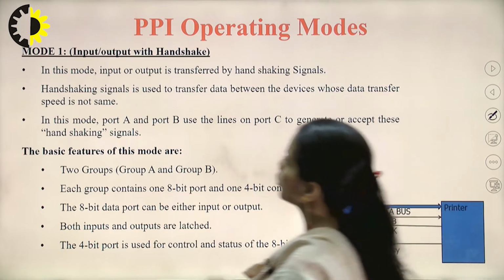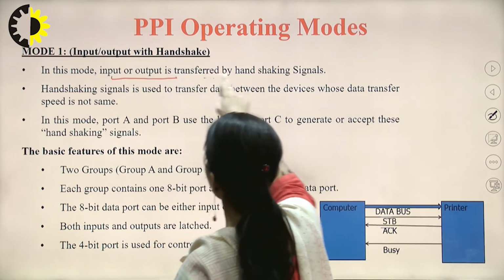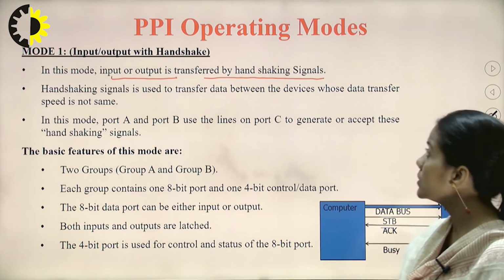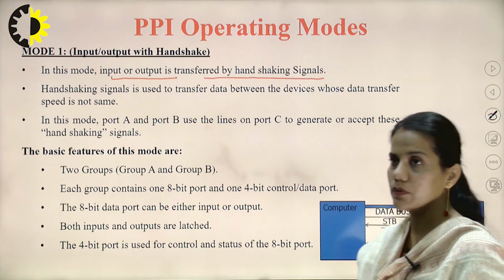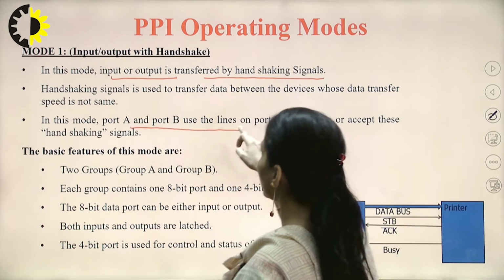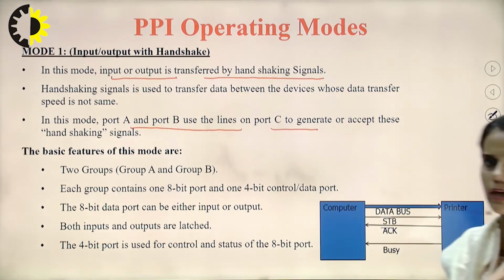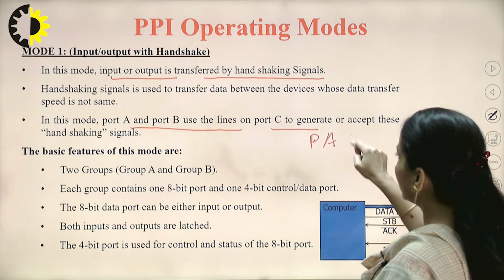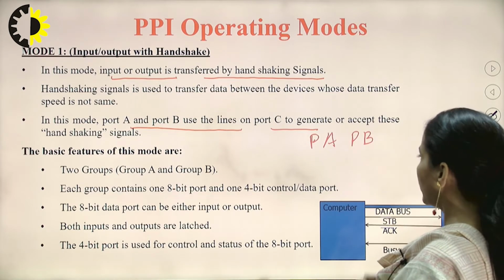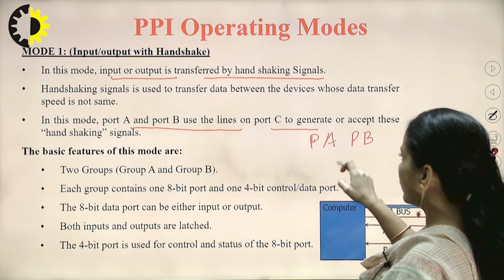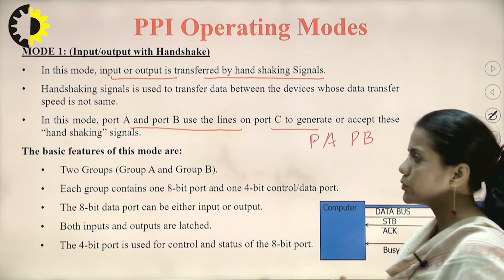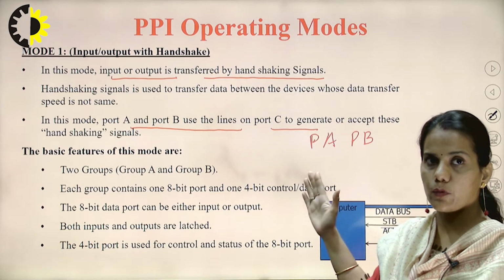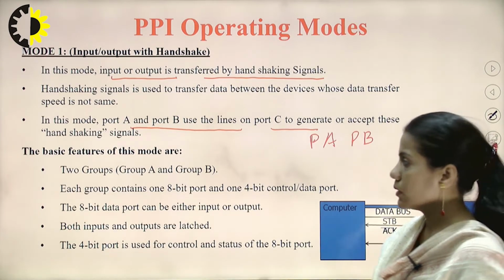Mode 1, input output with handshake. In this, input and output are transferred by handshaking signals. These are used to transfer data between devices whose data transfer speed is not the same. In this mode, port A and port B use the lines of port C to generate or accept the handshaking signals. Here port A and B are used as simple input output ports, but 3 bits each of port C upper and lower are used as the handshaking signals for port A and port B respectively.